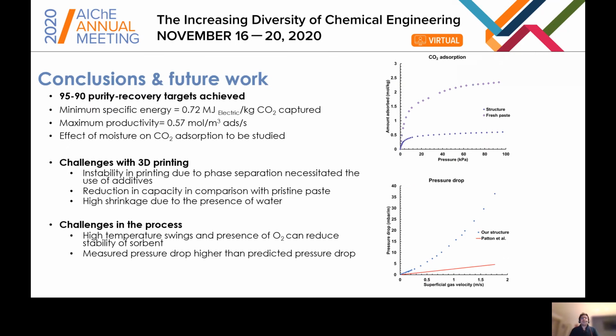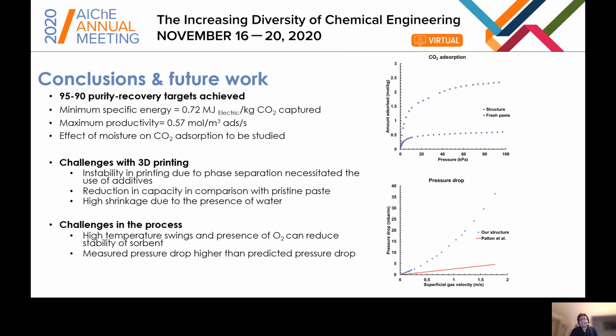So to conclude, we have characterized 3D printed monoliths. We did some process optimization study to see whether we were able to achieve the desired 95% purity and 90% CO2 recovery. We managed to do that with this sorbent, and we were also able to identify operating conditions corresponding to the minimum specific energy on an electric basis and the maximum productivity. This work did not consider the presence of moisture in flue gas. We are currently doing breakthrough experiments to study the effect of moisture on CO2 adsorption in this sorbent.